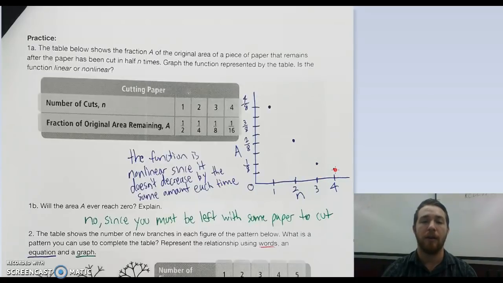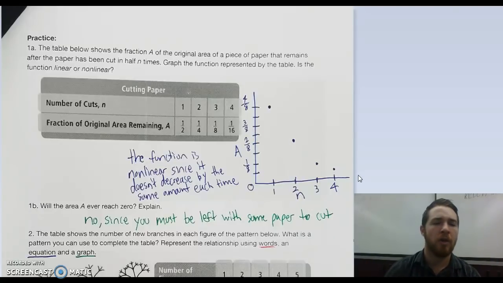That was 1/16. So I can see just based on my graph, it doesn't look like it's forming a straight line. And this is where you want to be careful about your graph. If you have graphing paper, this is easier to see because you might have different spacing, like I have a little bit of different spacing here. But either way, it doesn't look like that's going to form a straight line. So the function is nonlinear, so it doesn't decrease by the same amount each time. That's not going to form a straight line.